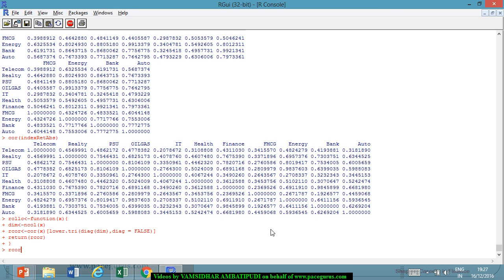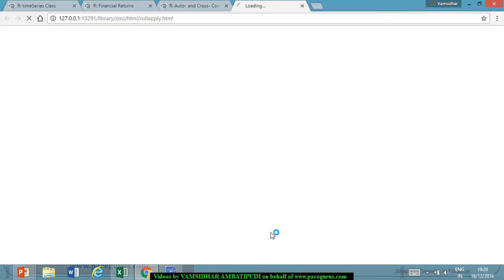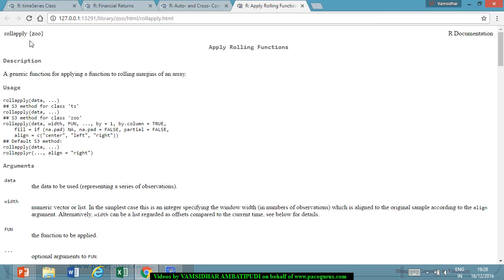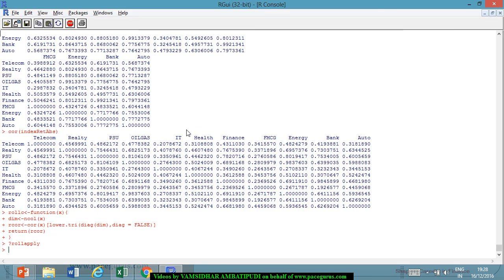So I'm simply creating a function called rcor, where I will use what is called as a roll apply function. You can very well look at this roll apply function, a very interesting function which is there in Zoo. A generic function for applying a function to the rolling margins of an array. So that's the major thing. I just need to give a function which needs to be rolled over. I have already created this function called roll C. I want this to be rolled over altogether.